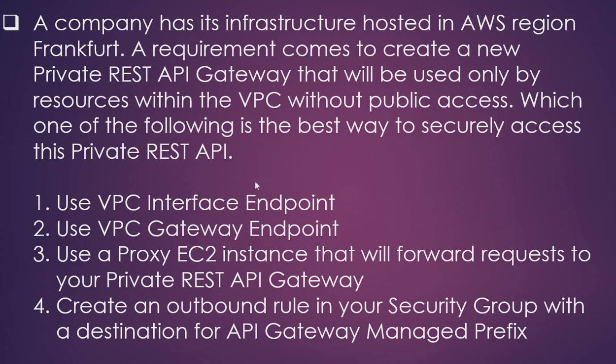After seeing this, and if you check the key point, options 3 and 4 are not feasible. It is not a good practice, and it will not work, to create a proxy EC2 instance that will forward the request. The fourth is to create an outbound rule in your security group. The security group is for the outbound rule from the EC2 instance, so this is also not good. Now you have two options: the VPC interface endpoint and the VPC gateway endpoint. First understand these two.